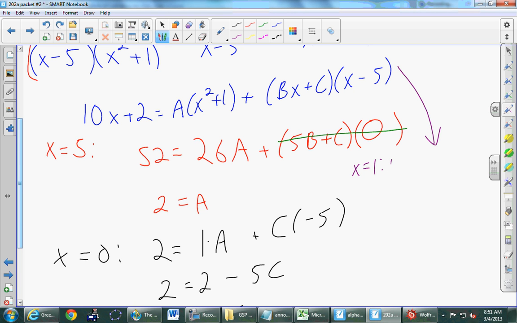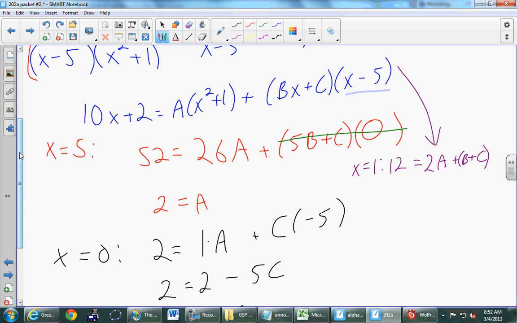So left-hand side is 12 equals how many a's when x is 1? That's 2 a's. Plus, in the first parentheses here, what do we have when x is 1? B plus c. And then in the last parentheses, when x is 1, negative 4. Everybody see where the purple equation comes from?